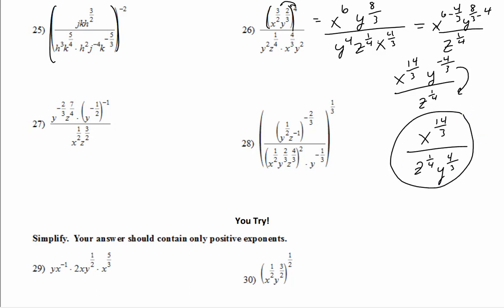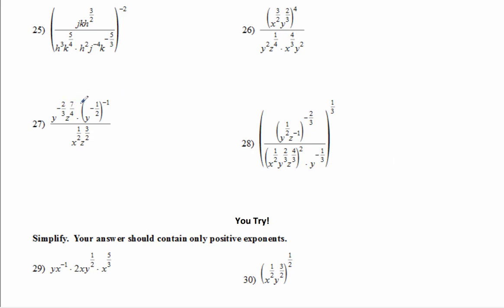Let's work on 27. Now, in this case, I have a couple things working against me here. Yes, I have a lot of stuff I can combine up top, like I have y's up top I can combine. But because this is in parentheses, I got to get rid of this first because it's not around the whole thing. So let's multiply that together.